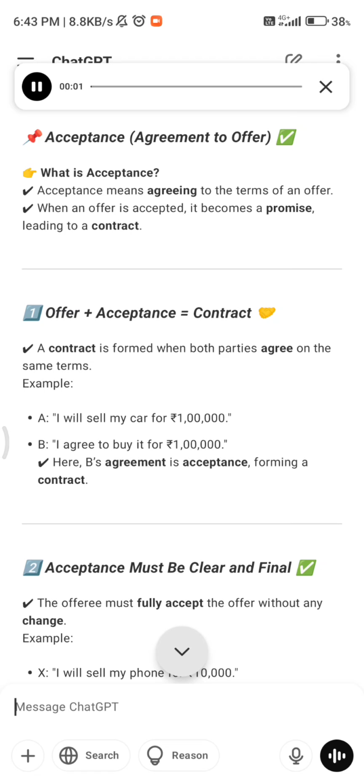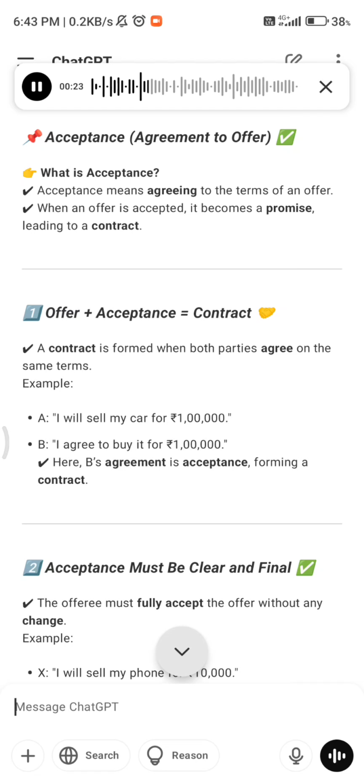Acceptance, agreement to an offer. What is acceptance? Acceptance means agreeing to the terms of an offer. When an offer is accepted, it becomes a promise leading to a contract. 1. Offer plus acceptance equals contract. A contract is formed when both parties agree on the same terms.